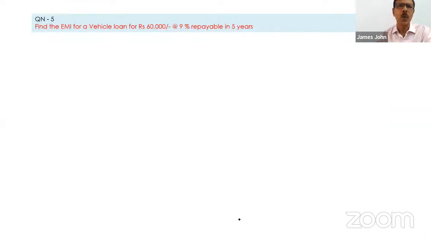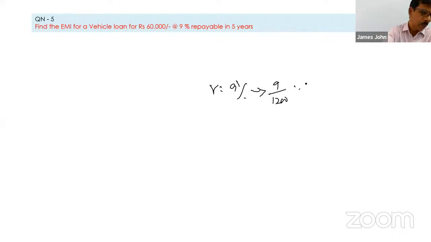Find the EMI of a vehicle loan of 60,000 at 9% repayable in 5 years. I think you can do it straight, I need not do it, isn't it? Here, you have to use the formula where the loan amount is 60,000, R is 9%, and 9% means equated monthly, so R takes the value 9 by 1200. What is 9 by 1200?